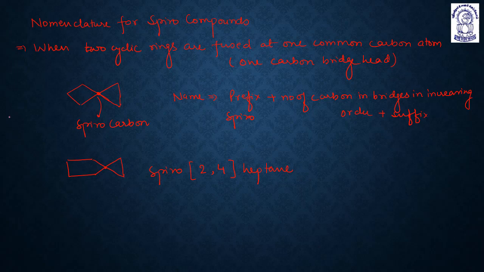In the above case, you can write spiro 1, 2, 3, and 1, 2. So spiro 2.3 hexane. Understood? This is the spirocarbon 1, 2, 3, 4, 5, and 1, 2, 3, 4. So spiro 4.5 decane. Understood?